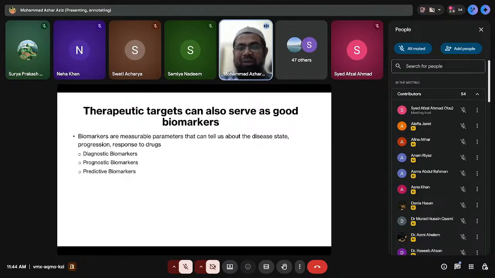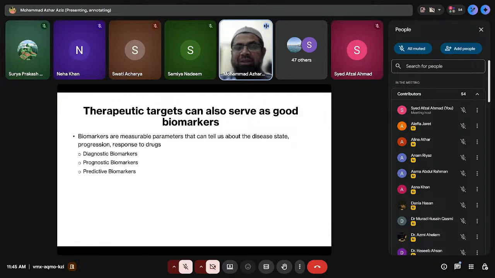So when we are looking for the genes, or the proteins, or the targets that are altered in tumor cells, they can also be used to tell us about the progression of the disease, the diagnosis of the disease, or the response to the drugs. They are known as diagnostic biomarkers, which means anything that we can measure that can tell us whether there's a disease or not.